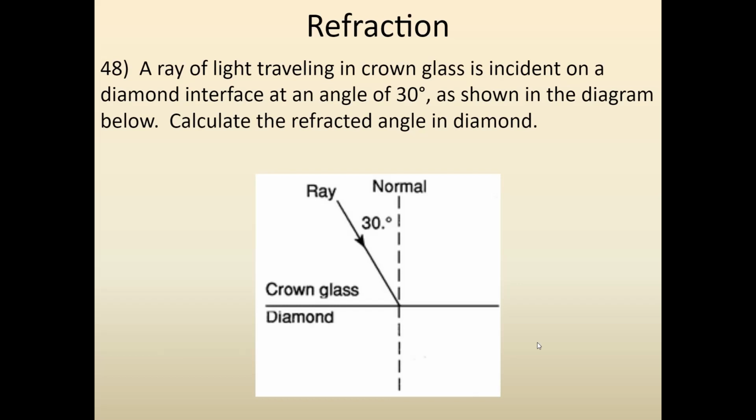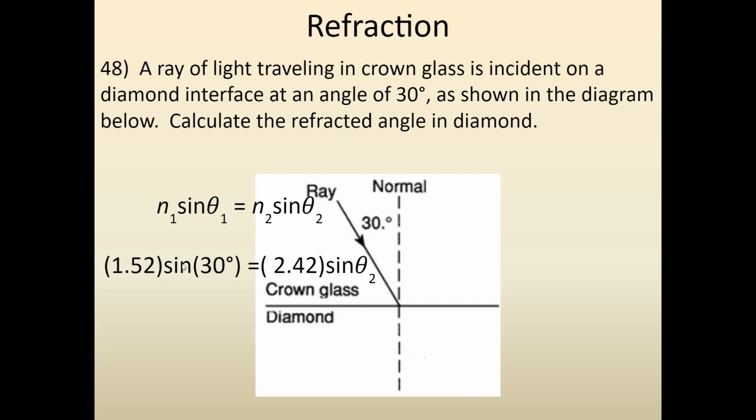So here's the first question. Pause the video, work it yourself, and we'll go over it in a second. All right, we're going to do the Snell's law equation. We have crown glass and diamond, and in the crown glass we have 30 degrees. So we write N1 sine theta 1 equals N2 sine theta 2 and plug in the index of refraction for crown glass and the 30 degrees, because the 30 degrees is next to the dotted line. I have to make sure that the crown glass and the 30 degrees are together. It doesn't matter if it's left or right side, as long as they're together. Then I put the 2.42 for diamond, solve for theta 2, and we should end up getting 18.3 degrees.